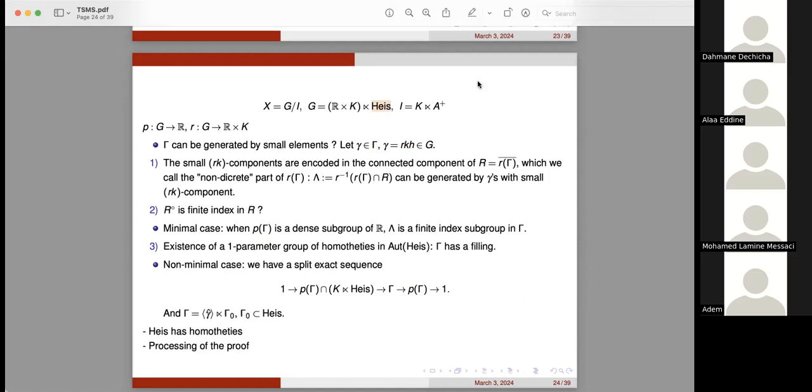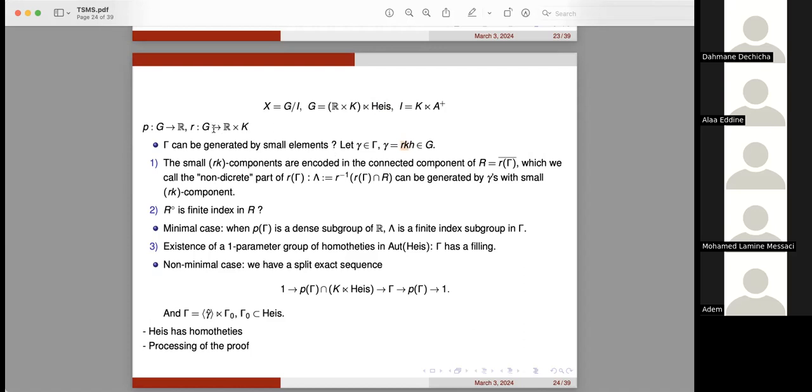I want to know if gamma can be generated by small elements. So first I will care about the RK component. Can I choose generators of gamma such that the RK component is small enough? What captures the elements with small RK component?